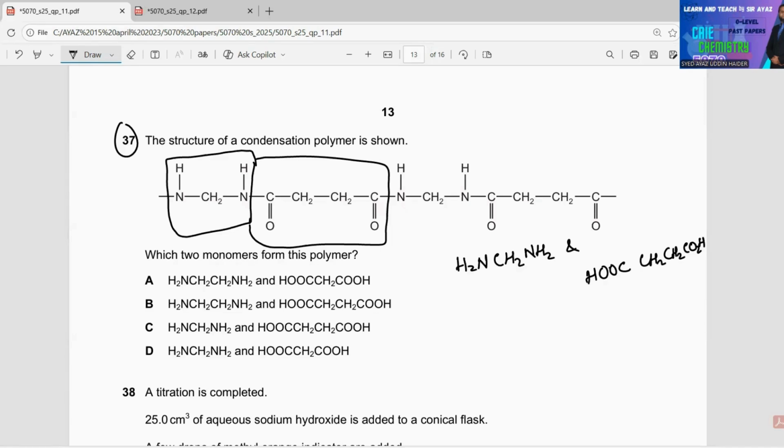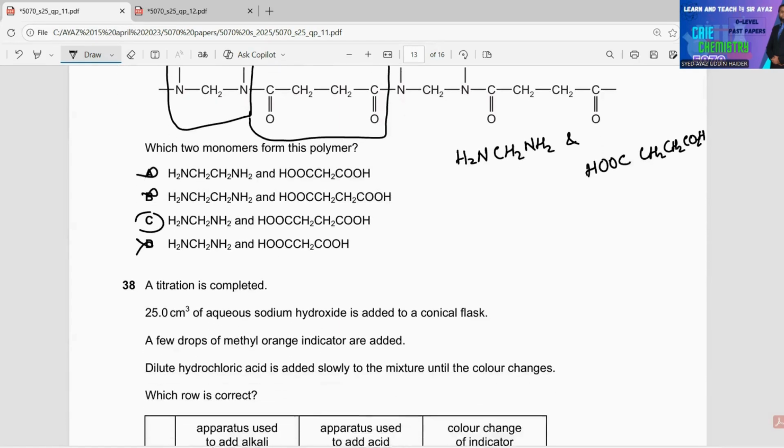So if you look at the choices, choice C seems to be correct here. All the other choices are incorrect. These monomers will form this polymer.